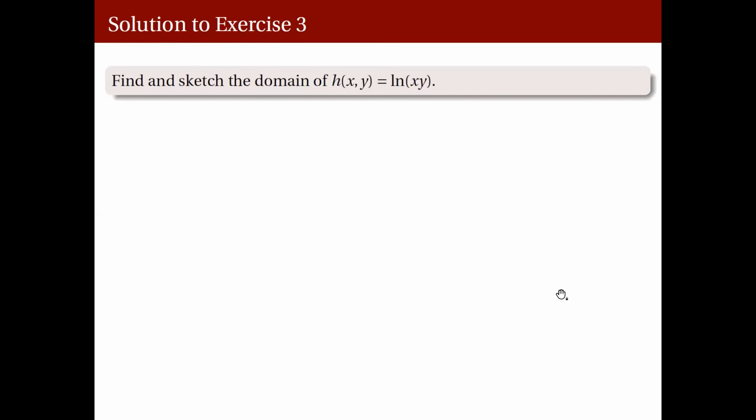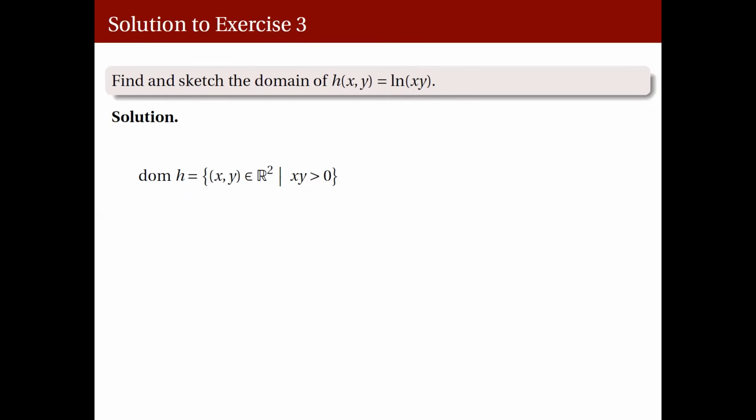Now let's find the domain of this function, ln of xy. For this one, we will need the restriction on the domain of ln, since it's the main function here. So for the domain of h, we will take all ordered pairs xy such that the output of xy, remember, since it is inside your ln, it must be positive, since ln only takes in positive real values. Okay?